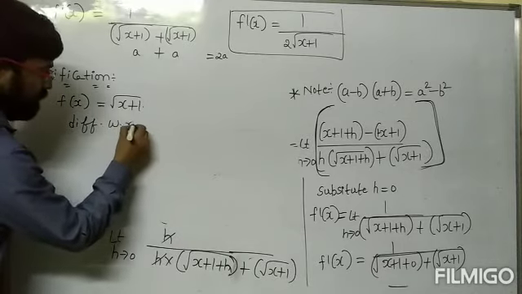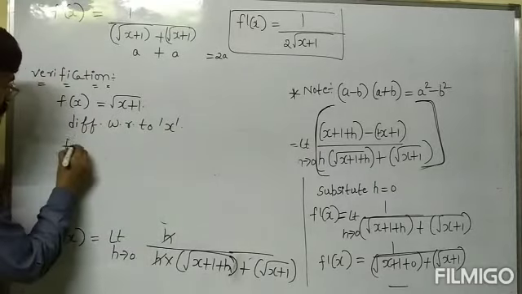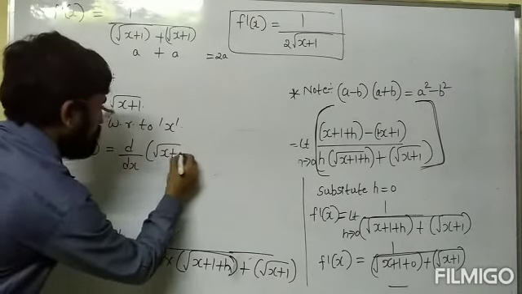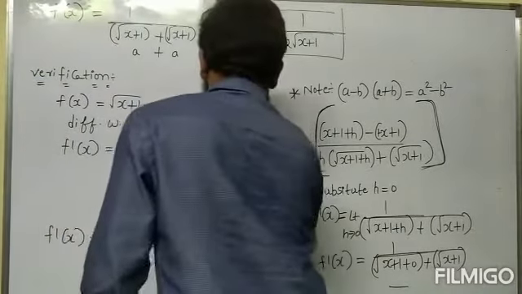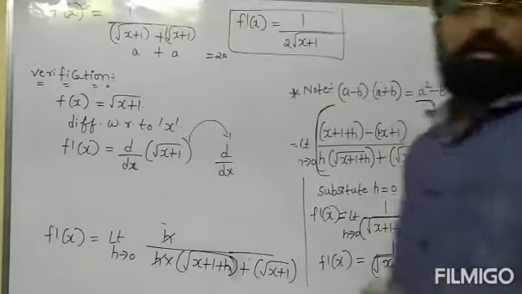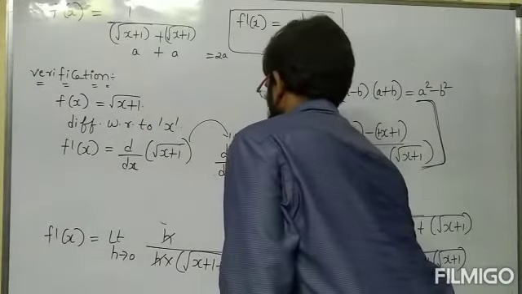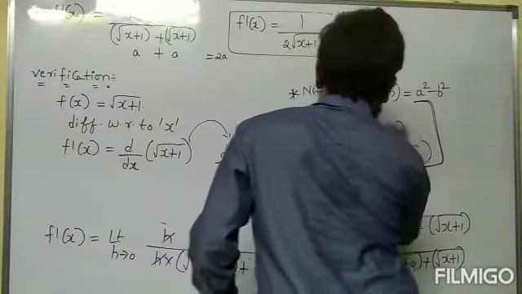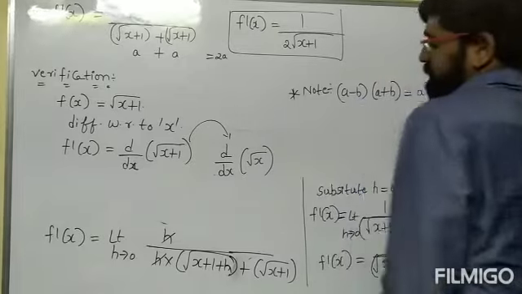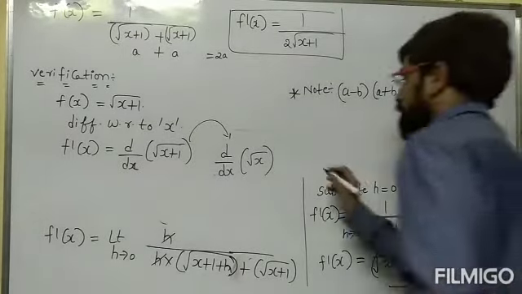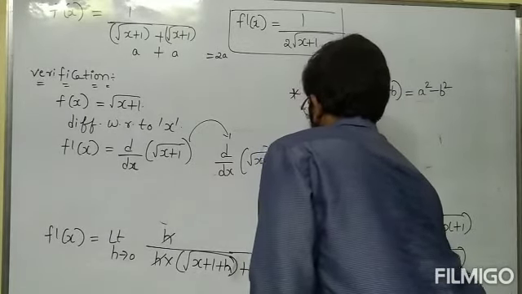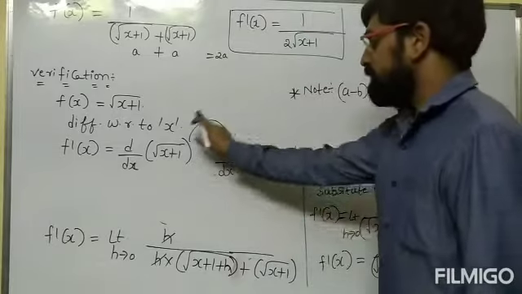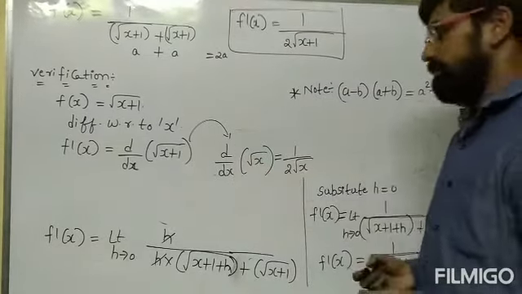Differentiate with respect to x, so f dash of x is equals to d by dx of root x plus 1. Okay, now what is it in the form of? It is in the form of a formula, d by dx of root x. The formula is 1 by 2 root x. So root x plus 1 is nothing but in the form of d by dx of root x formula only, that is 1 by 2 root x.